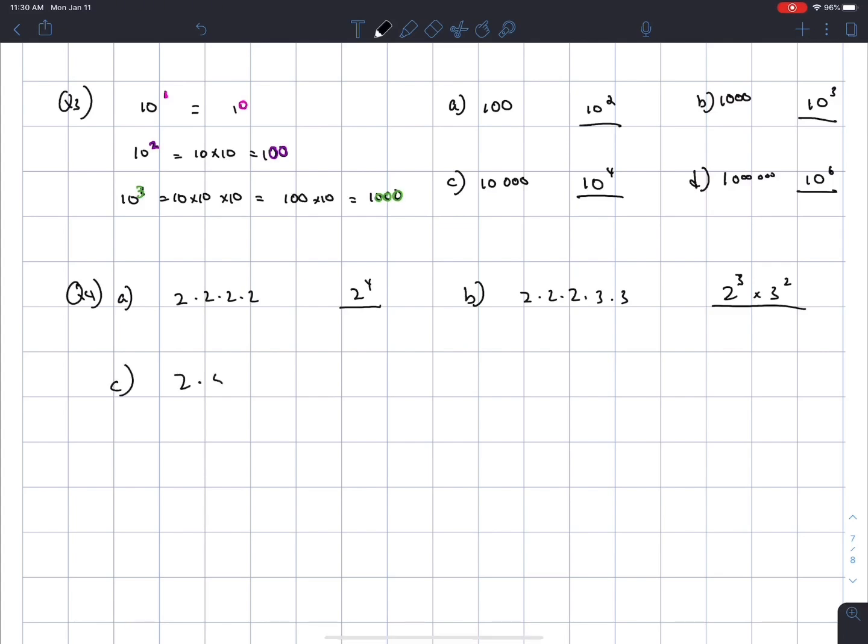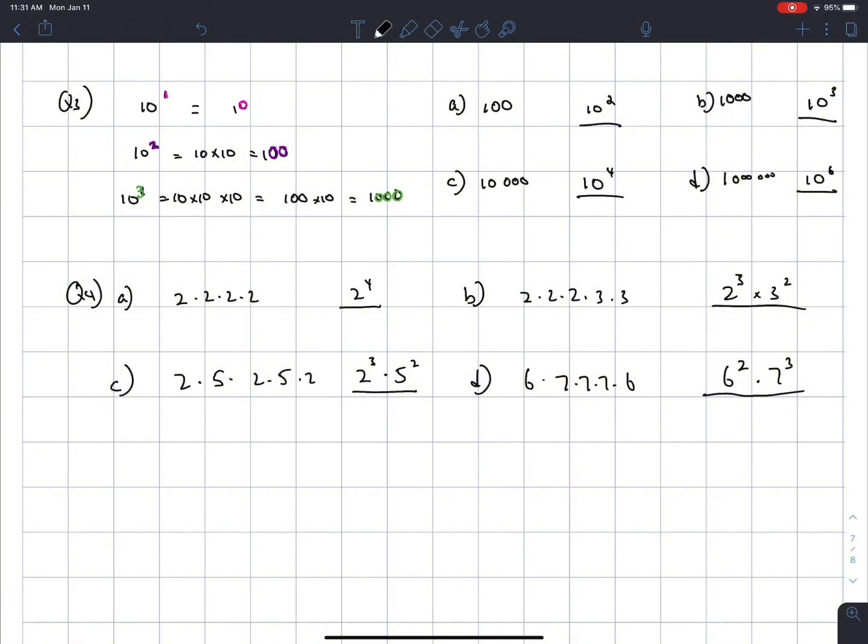C, 2 times 5 times 2 times 5 times 2. The order does not really matter when we are timesing. So this is 2 to the power of 3 because there are 3 2's, and 5 squared because there are 2 5's. D, 6 times 7 times 7 times 7 times 6. So we have 6 squared times 7 to the power of 3. That's it for question 4.